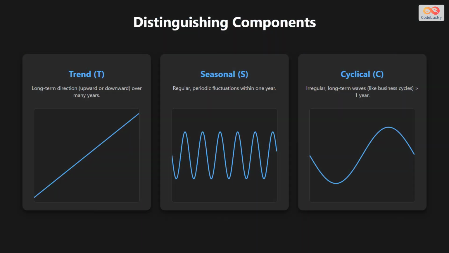It is important not to confuse seasonality with other components. A trend is the long-term direction, either up or down. Seasonality is the short-term repetitive wave. Cyclical patterns are longer, irregular waves that last for years, like an economic recession or boom.